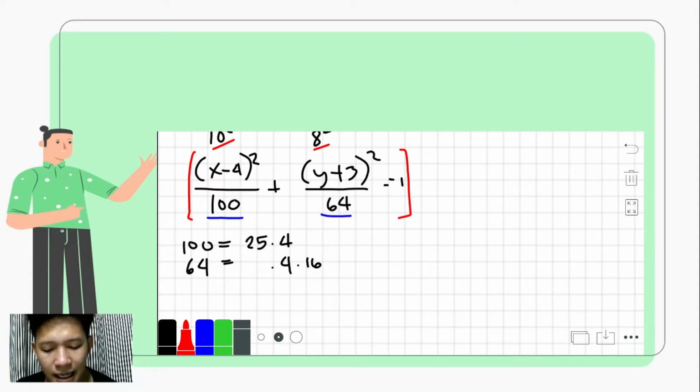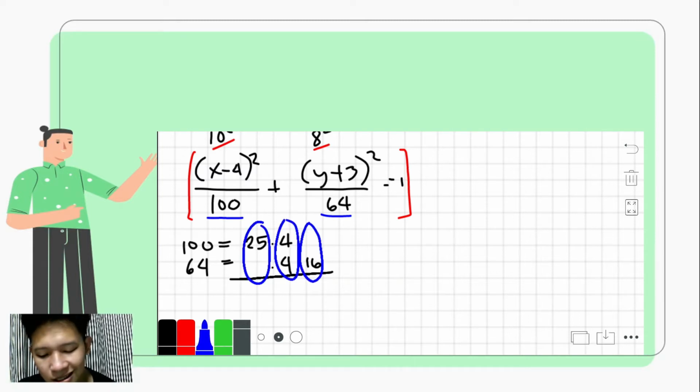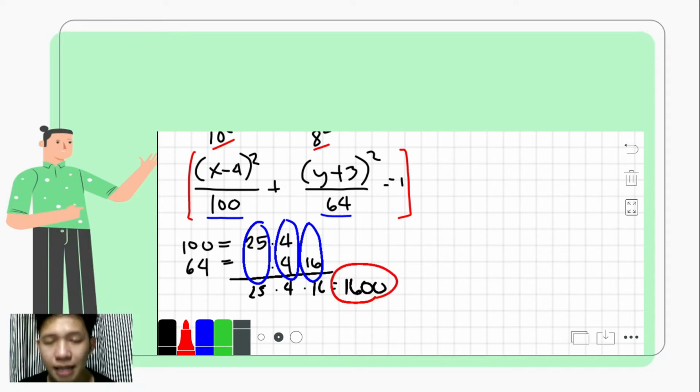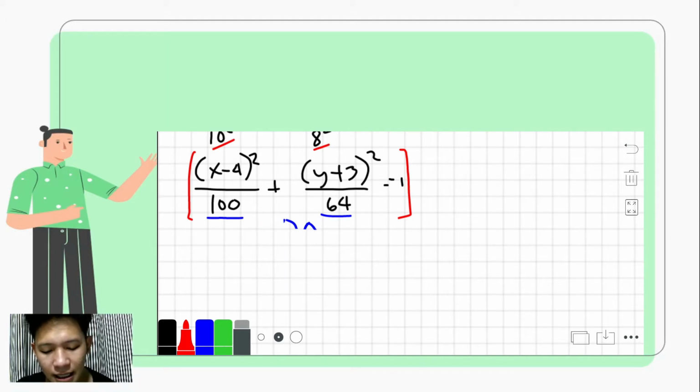And by considering this, these would be the factors of the LCD. So that would be 25 times 4 times 16, which will give us 1,600. Meaning to say, we are to multiply both sides of the equation by 1,600. Okay, so we are to multiply by 1,600.